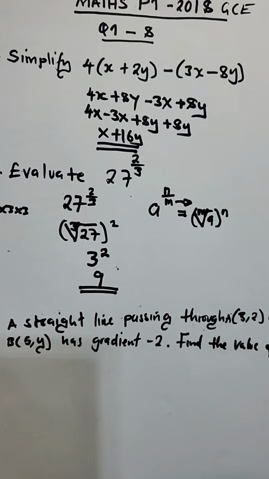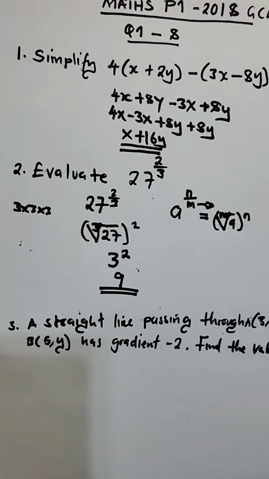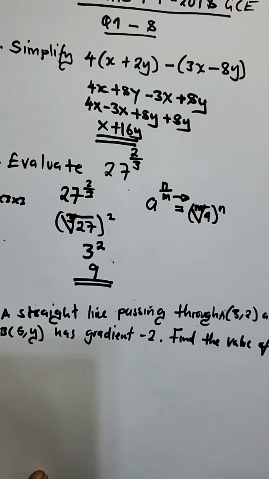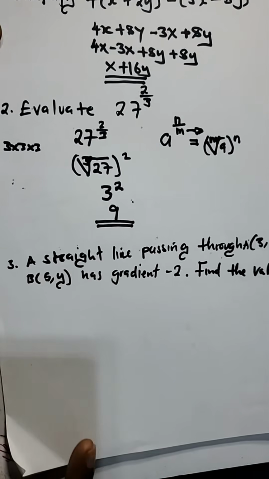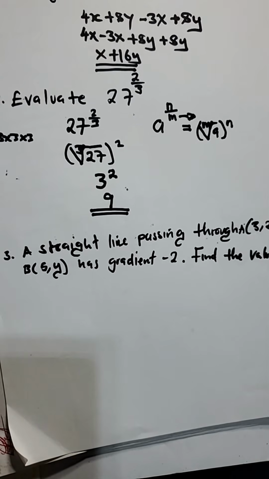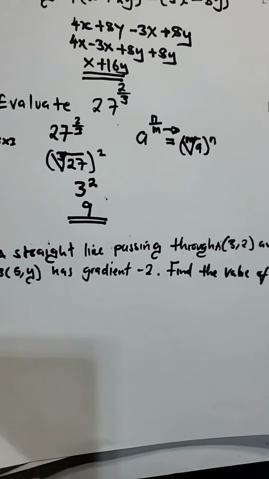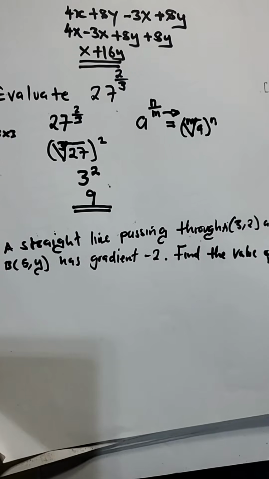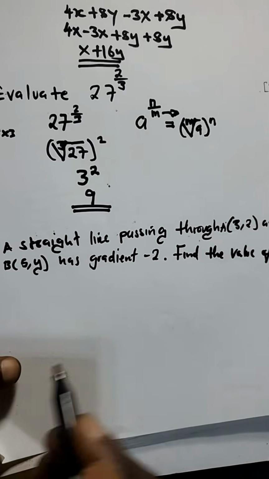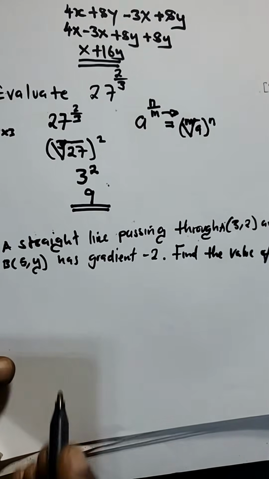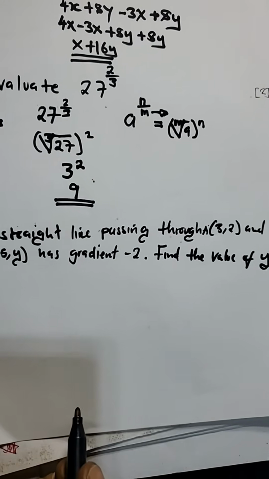Let's go to question 3, shall we? Question 3 is saying a straight line passing through A (3, 2) and B (5, y) has the gradient -2. Find the value of y.